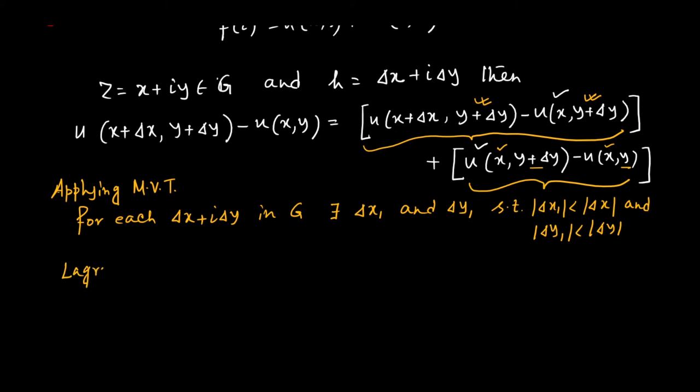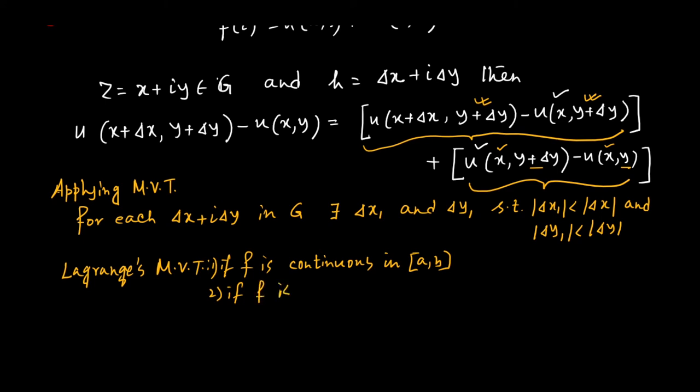If you consider Lagrange's mean value theorem, you will get that if a function f is continuous in [a, b], what Lagrange's MVT says is that if f is continuous in [a, b], and number two, if f is differentiable in (a, b), then what has to happen?